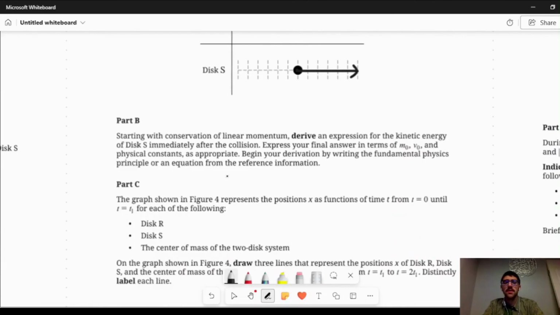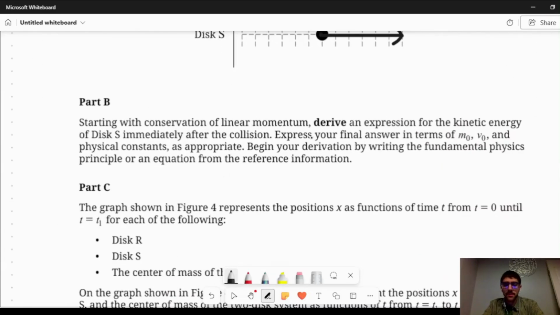Part B tells us, starting with the conservation of linear momentum. Whenever it tells you to start with something, that's what you have to start with, because usually there's going to be one point that is just you write down the conservation of linear momentum. So then it wants us to derive, so make sure to write it down and you start with that one. Don't start with anything else. Even though you might be able to, do not do that.